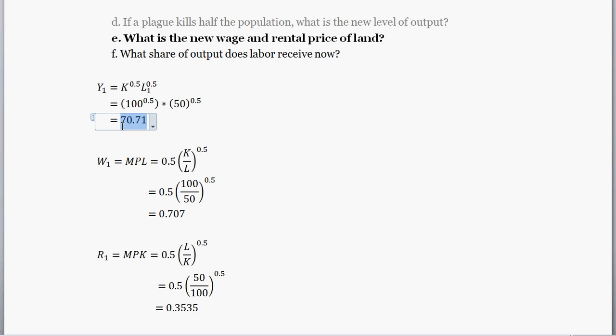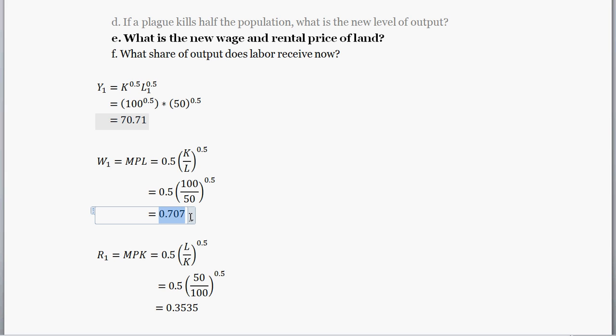So let's go through intuitively. We killed off half the population, so labor has gone down. Labor was halved, so labor is more scarce now. And so it's reasonable, given everything else is equal, that the thing that's more scarce, labor in this case, the price of that is going to go up. So the wage rate has gone up because labor is more scarce.